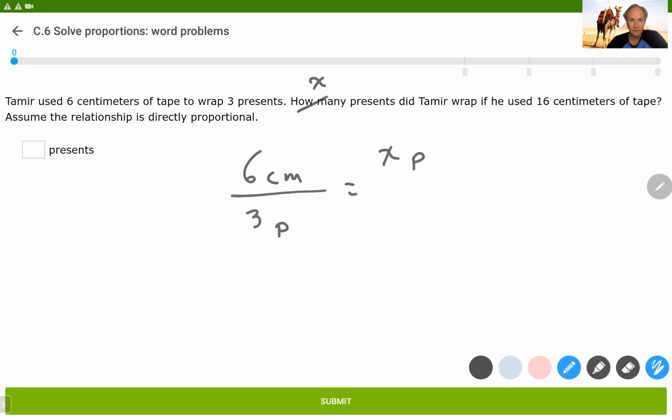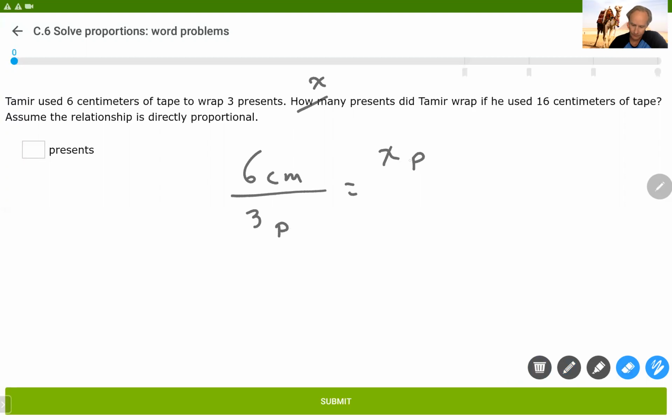When I put my units on there, did everybody see that I put centimeters and I put the X right on top? Now, that's not going to work because the 3 is in the presents and the X is with the presents. And you have to write your ratio in the same way. So I want to make sure that that's perfectly clear.